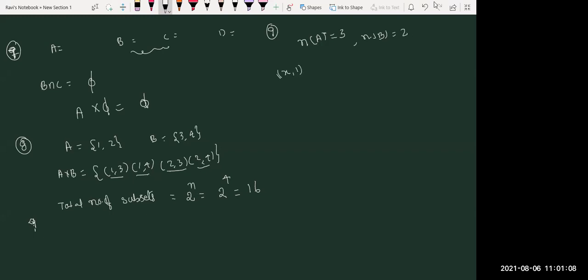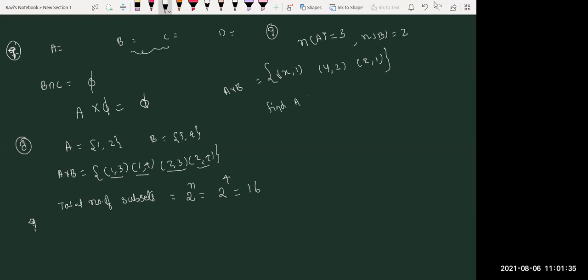x comma 1, y comma 2, z comma 1 are in A cross B. These ordered pairs are there in A cross B. Find A and B.